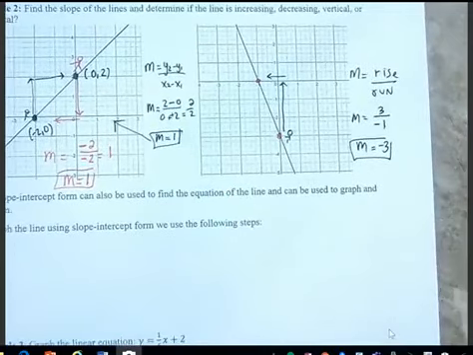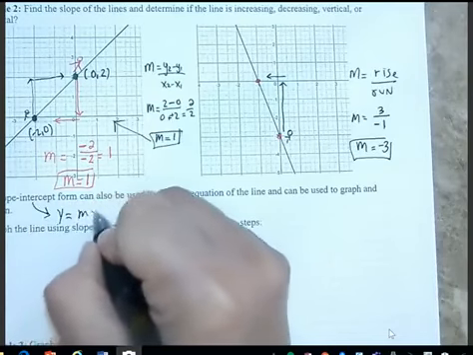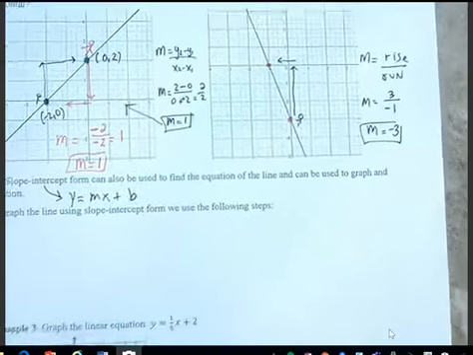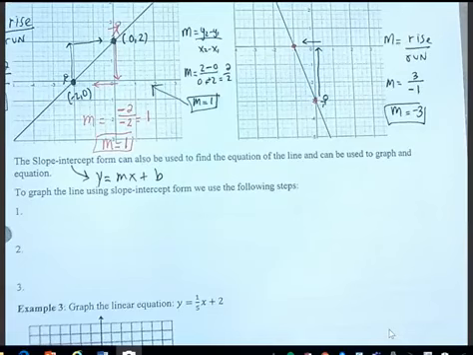The slope-intercept form can also be used to find the equation of the line and can be used to graph equations. So recall that slope-intercept form is y equals mx plus b, where m is your slope and b is your y-intercept. To graph the line using the slope-intercept form, we use the following steps.